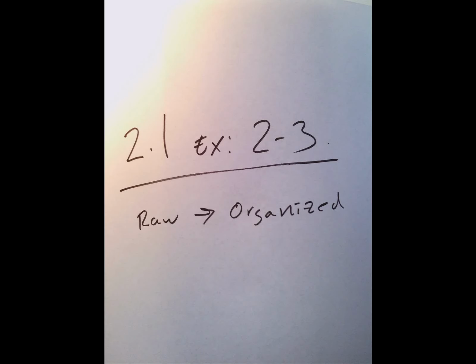So this is Chapter 2, Section 1, Example 2-3. And what we're going to do is go from raw data to organized data. And we're going to do some advanced techniques on this, which we're not going to cover until next section. But it's the best way to have the calculator do the work for you.